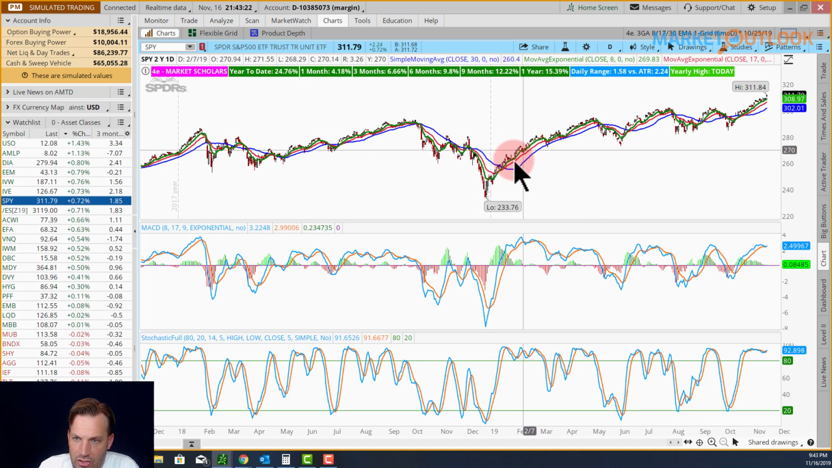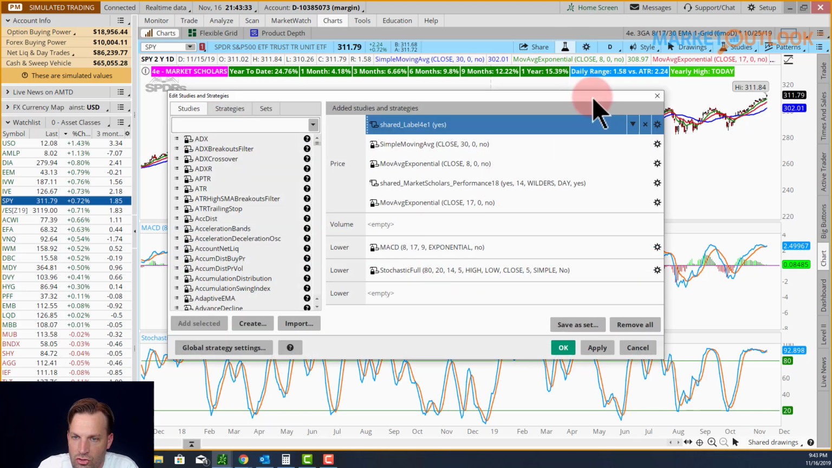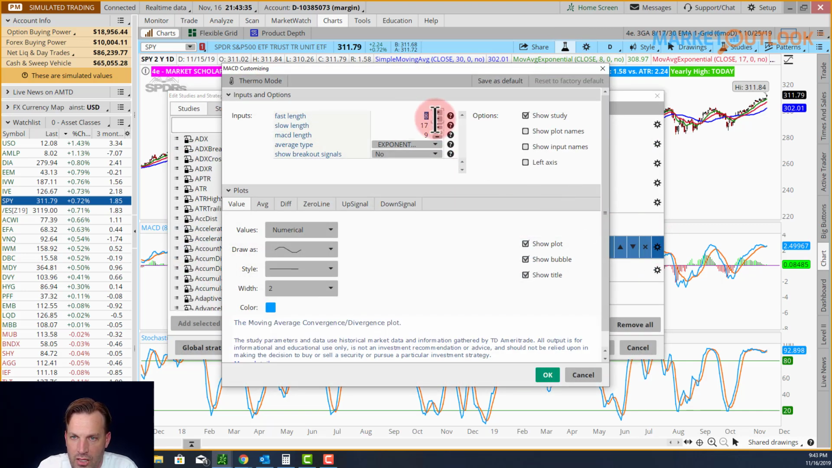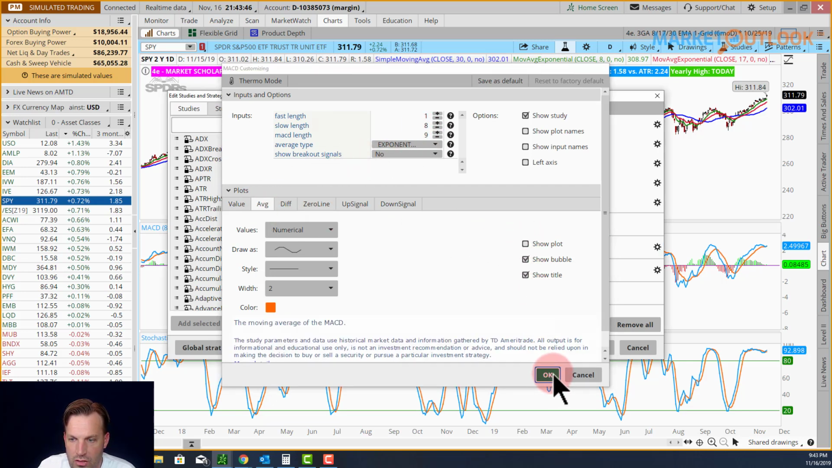You can even see over here, a couple times we dropped below there. You can see all the times over here you drop below. So in fact, I can visually show that to you by coming over here to the exponential moving average and do the 1-8. And then let's just not show the average, we'll just show the MACD itself.